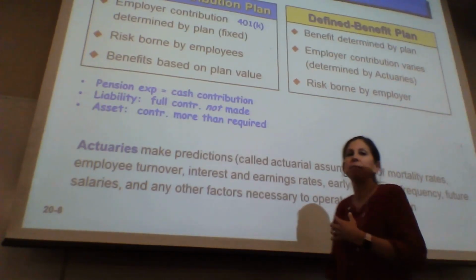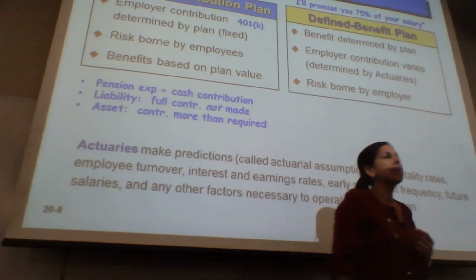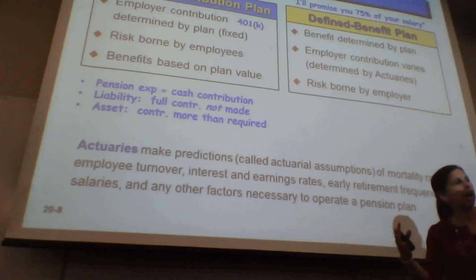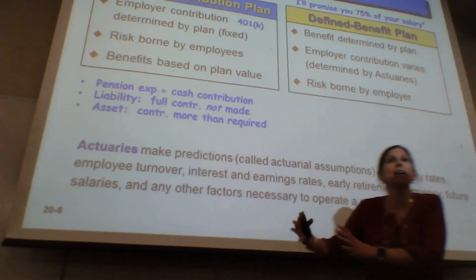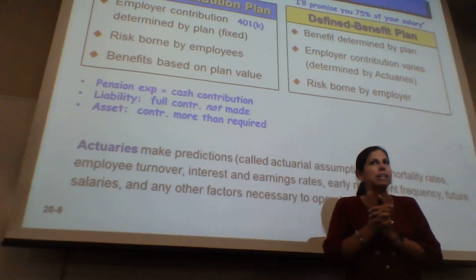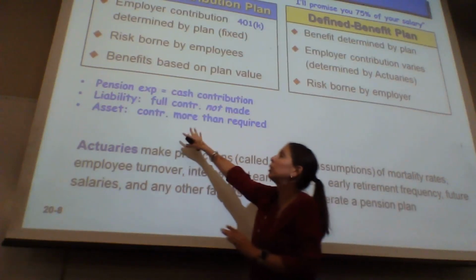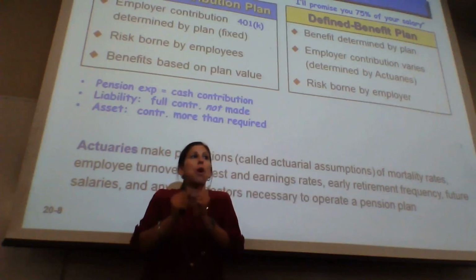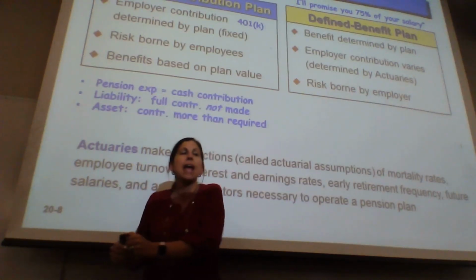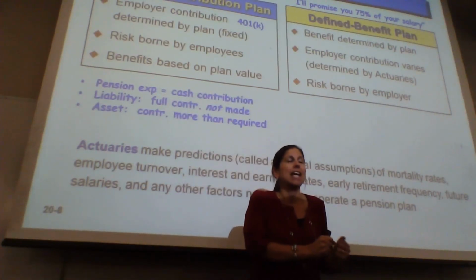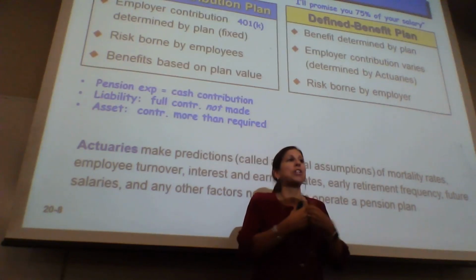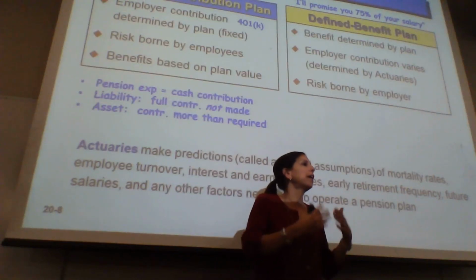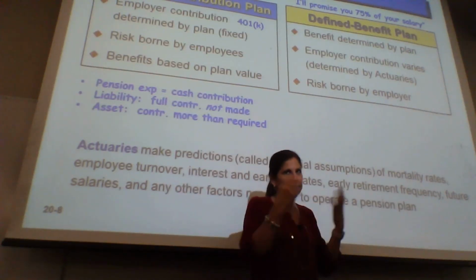Okay, the defined benefit plans are where the employer promises you a certain benefit during retirement. So defined contribution: I promise to contribute X percentage of your salary while you're working for me through the years. Defined benefit is: I promise that when you're retired after working for me for a certain number of years, I will give you this percentage of your salary, 75%.